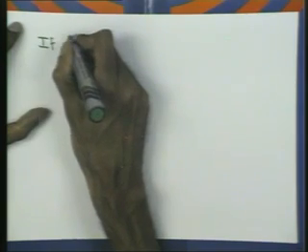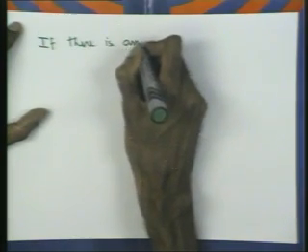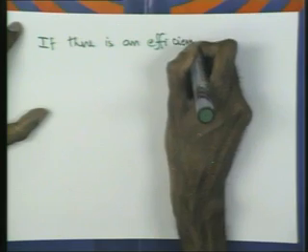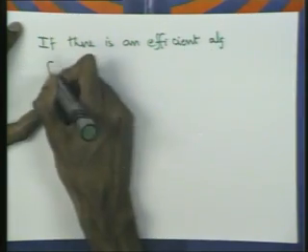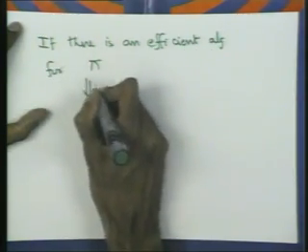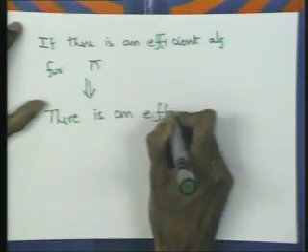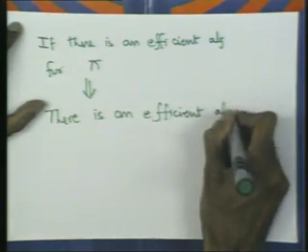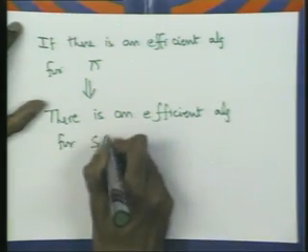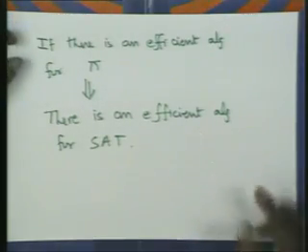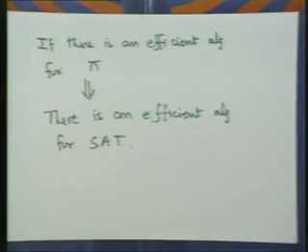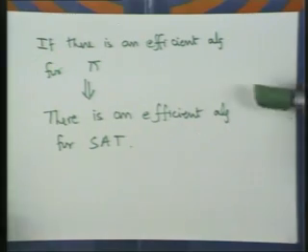Okay, so I take a problem, let's say some problem pi. What I'll do is this: if there is an efficient algorithm for pi, then there is an efficient algorithm for SAT. Supposing I can prove something like this. Now this is something we have been doing, and it looks like we are capable of doing such things.